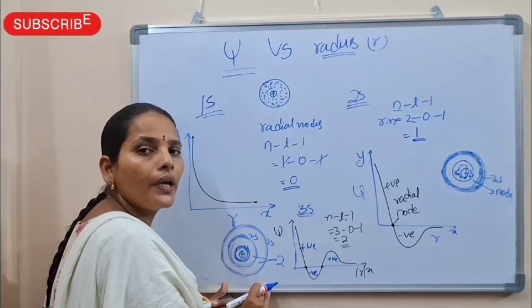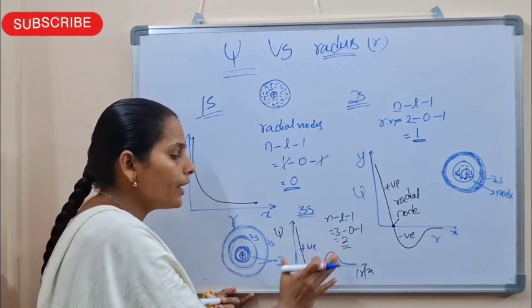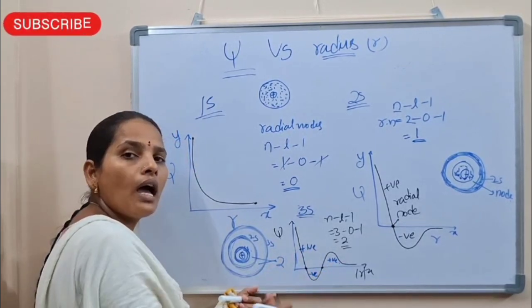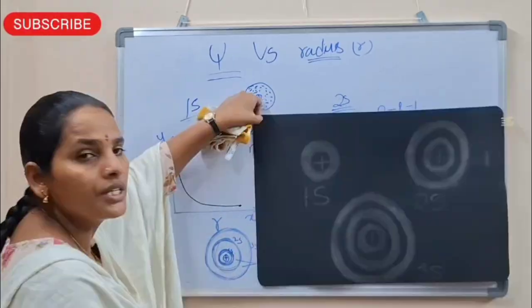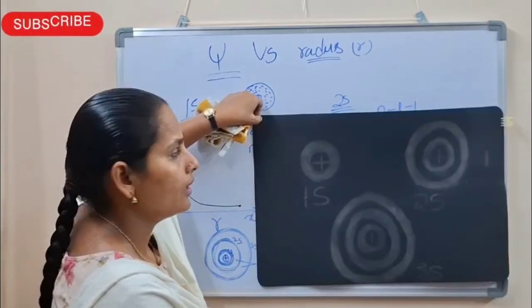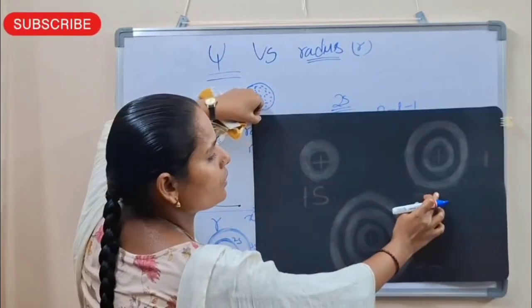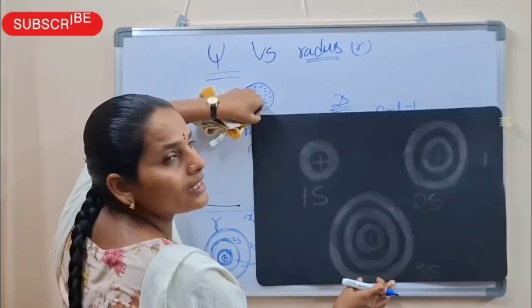Let us take the p orbitals. Before going to showing the p orbital graphs, I will show the visible view of the orbital cloud. Students, observe here. This is the 1s, this is the 2s, and this is the 3s orbital.